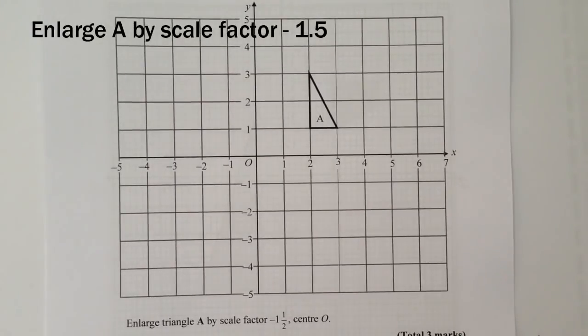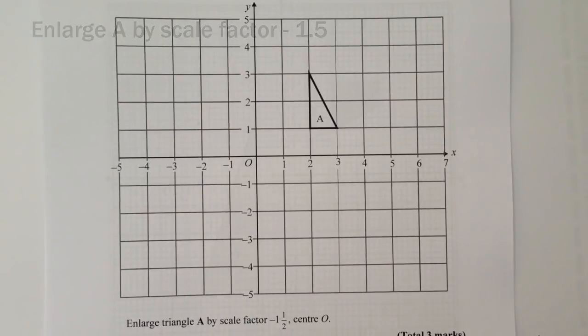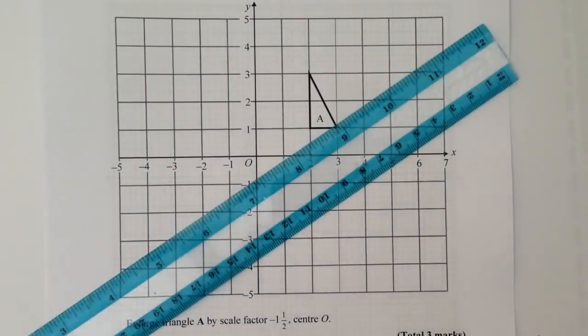Okay, so this is question 2 of the sheet on enlargement by negative scale factors. And it asks us to enlarge triangle A by a scale factor of -1.5 with a centre of 0. So the first thing I'm going to do is draw in the lines of enlargement.